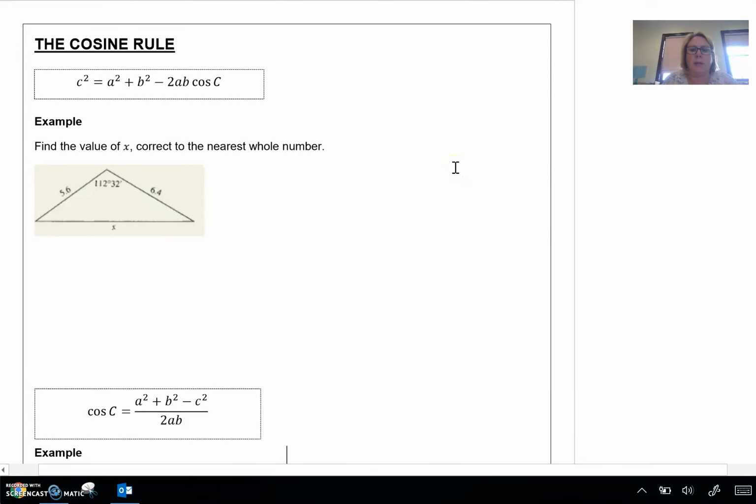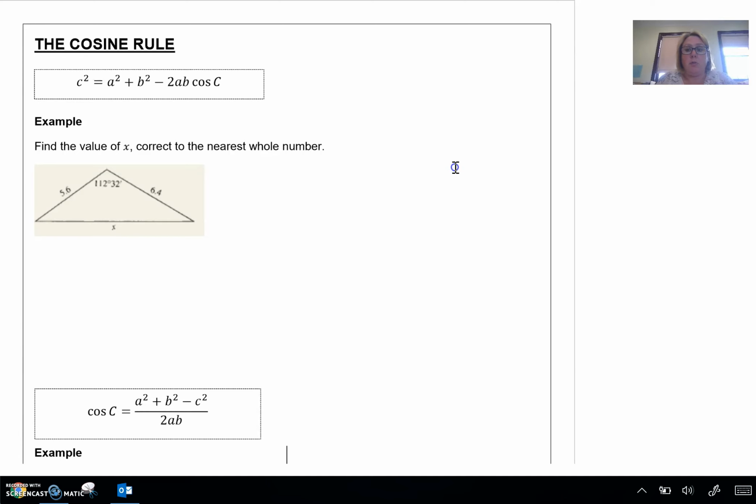Okay, the cosine rule is like the sine rule. We use it to find sides and angles. With the sine rule, if you've got two sides and two angles, including the unknown, because if we don't include the unknown in the formula, what is the point of doing the formula? Then you use the sine rule.